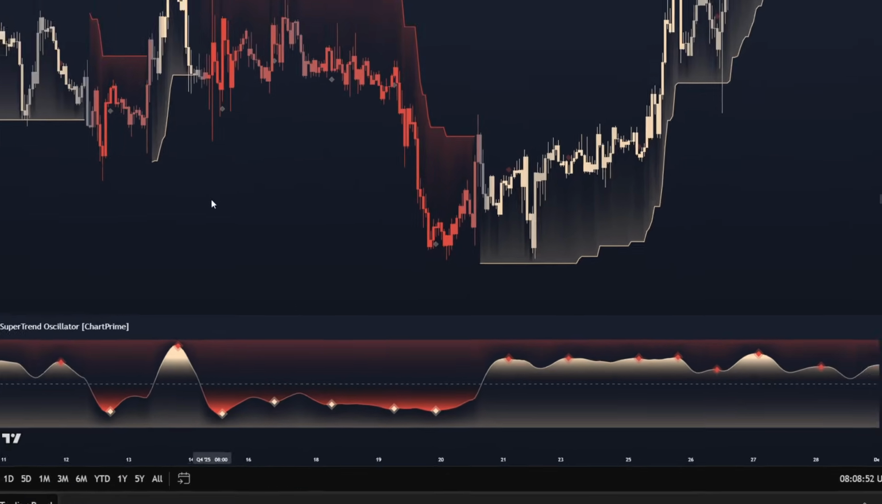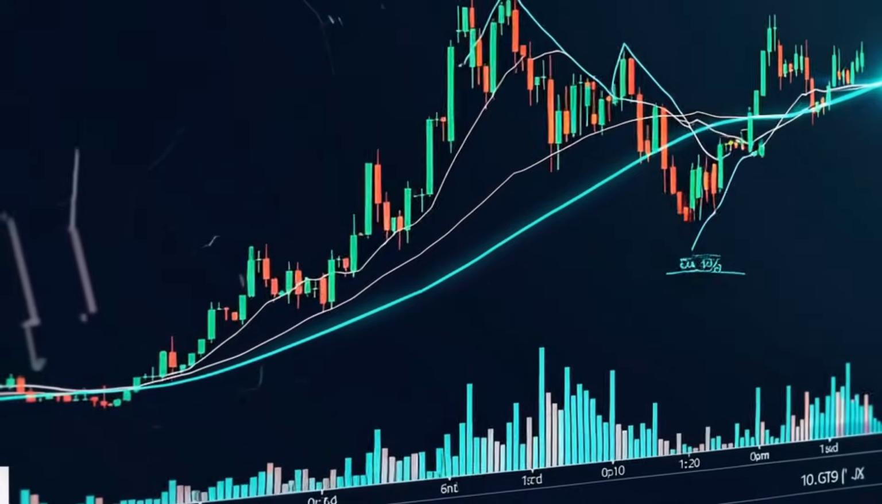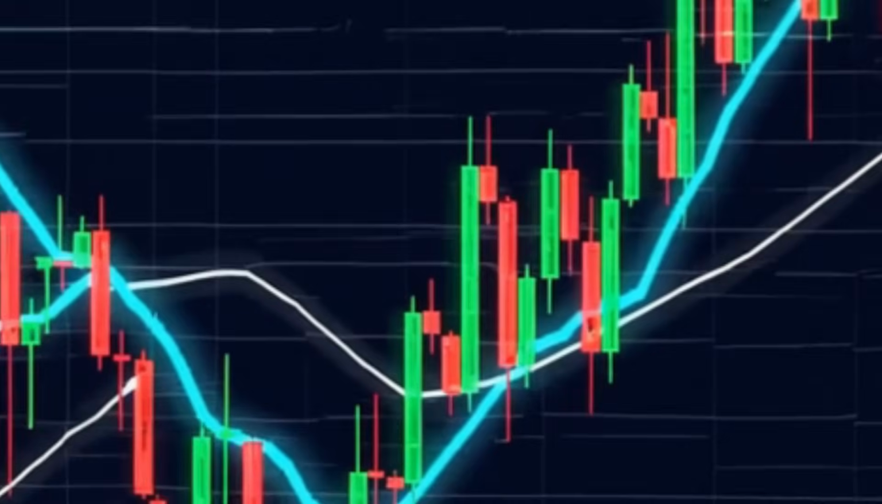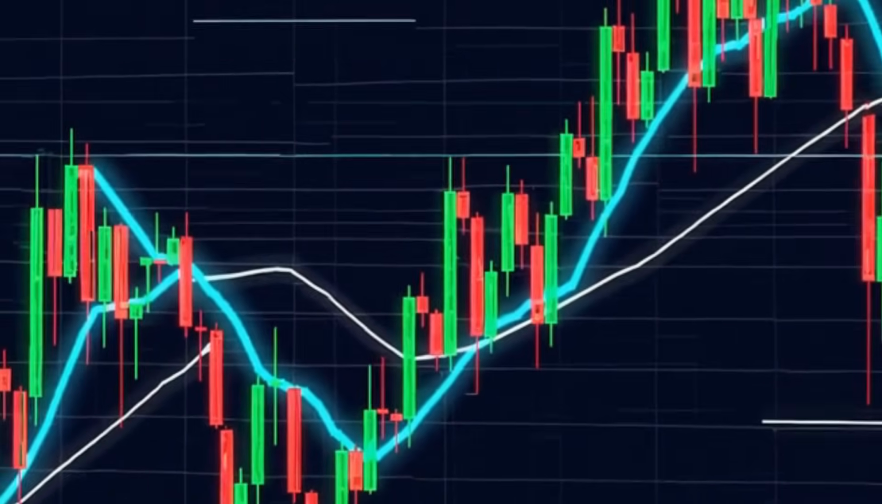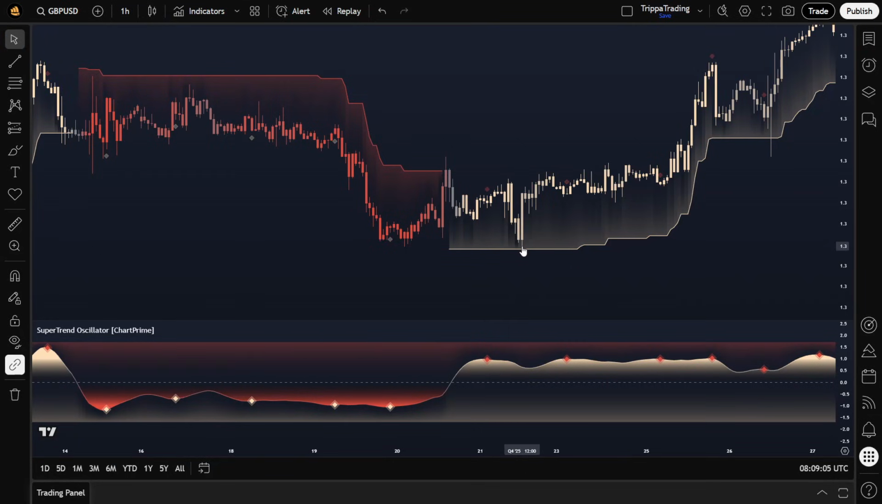Behind the scenes, the logic is simple. It calculates a normal supertrend using ATR, then measures the distance between price and that supertrend, normalizes it by volatility, and smooths it into an oscillator.